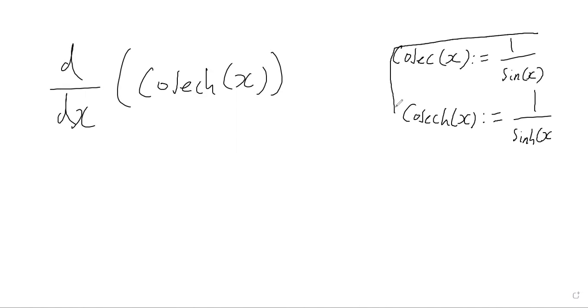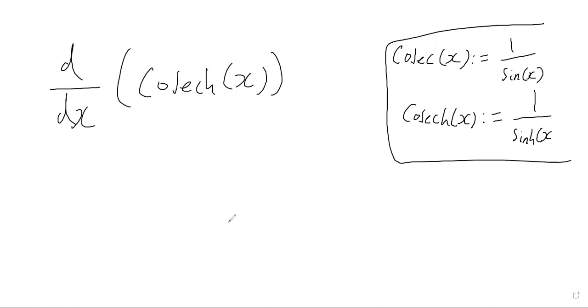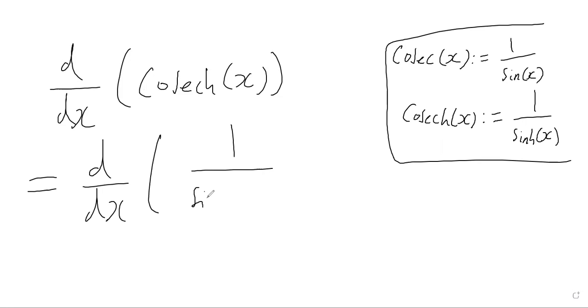Okay, so we know those definitions then. And so in this video, we're going to find this derivative of cosech. And it's very similar to what we did when we found the derivative of cosec in one of my previous videos. So we're going to use the quotient rule, and we're going to use this definition again to help us. So we know that this derivative is the same as just differentiating 1 over sinh of x. And again, we can just use the quotient rule to help us out here.